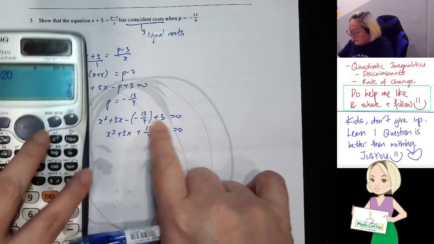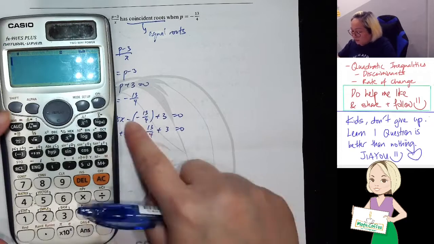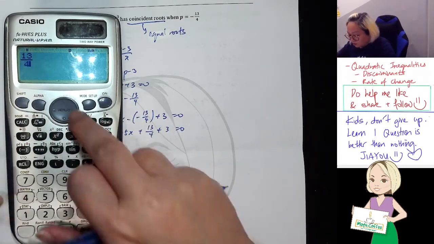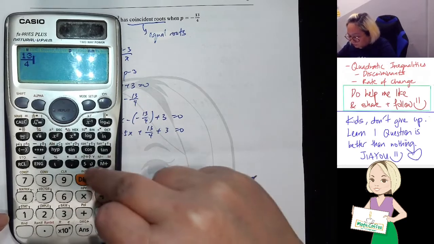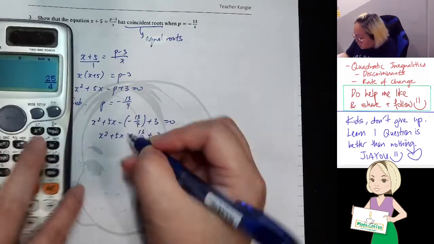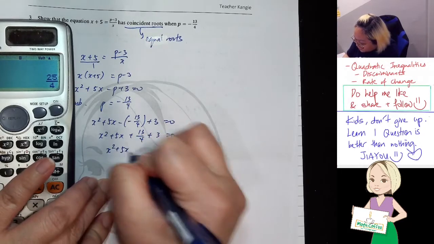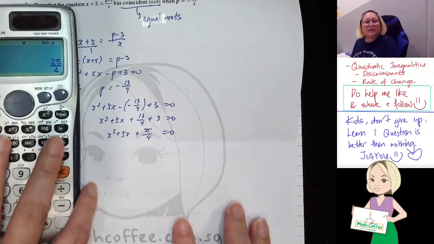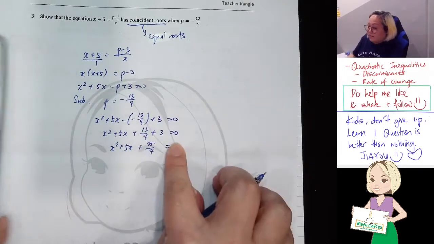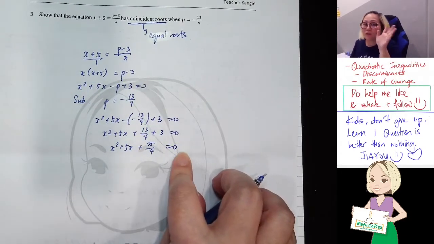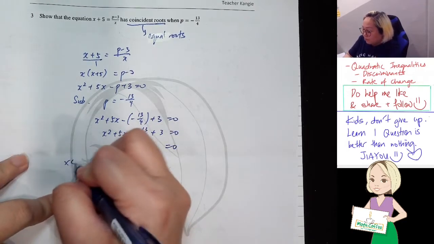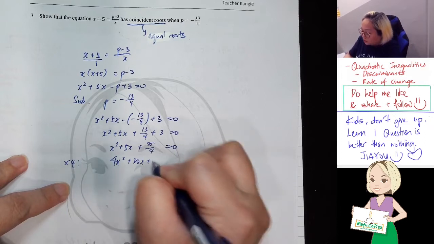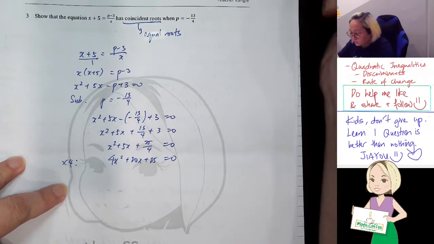Minus minus is positive, so it's just 13 over 4 plus 3. So I will have x squared plus 5x plus 25 over 4 equals to 0. Because there is a denominator of 4 and it's an equation, I can times a constant throughout. So I'm going to times 4 throughout. So it becomes 4x squared plus 20x plus 25 equals to 0.